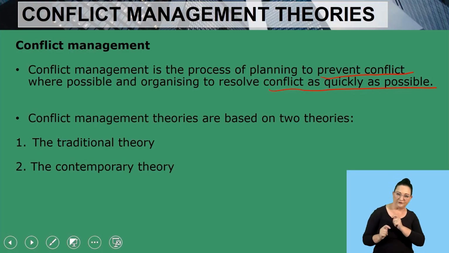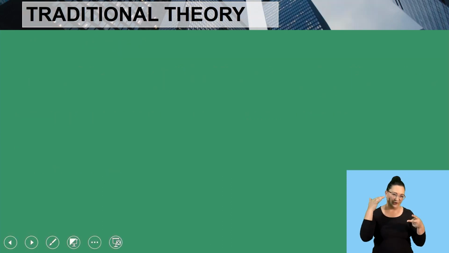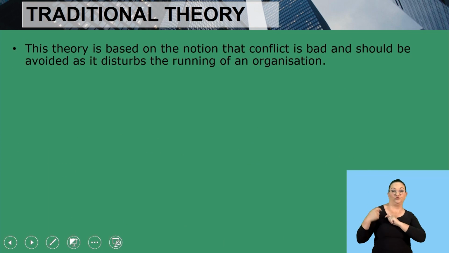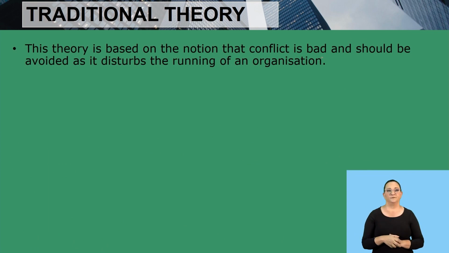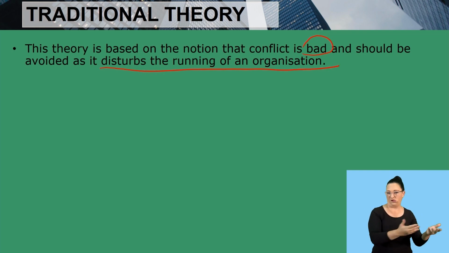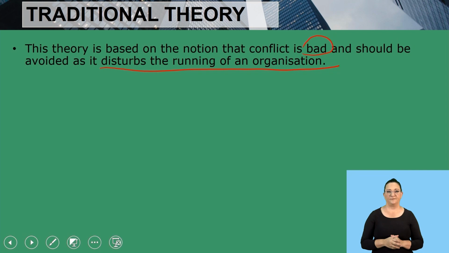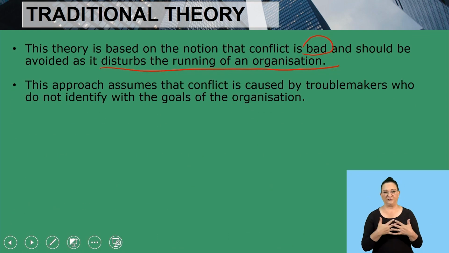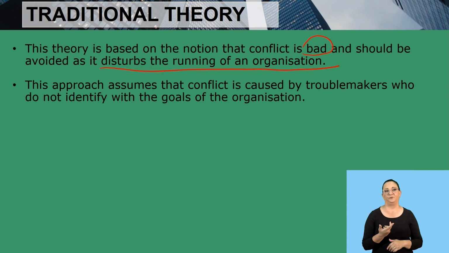All right, conflict management theories are based on two theories. What are those theories? These are the guidelines. We've got the traditional theory and we've got the contemporary theory. All right, so with the traditional theory, what does it mean? It is based on the notion that conflict is bad. According to the traditional way, conflict is bad and should be avoided as it disturbs the running of an organization. This is the traditional theory. It says conflict is bad and should be avoided, and it disturbs the running of an organization because it causes stress, it causes distraction and all that.